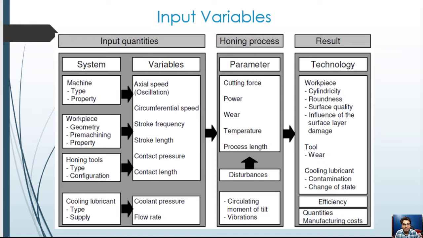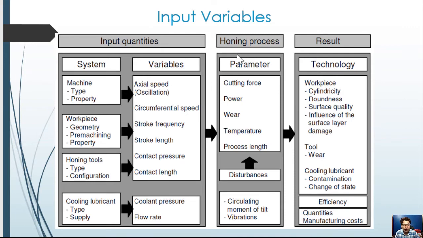Now these are the input variables of the process. The system has some input variables like the machine, its type and property, the workpiece, its geometry and pre-machining that has been done, the property of the material, then honing tools, the type and configuration of the tool, and cooling lubricant: which type, what material, how it is going to chemically react, the contact pressure, and the flow rate of the cooling lubricant. The variables are axial speed, that is the oscillation, circumferential speed, stroke frequency, stroke length, contact pressure, contact length, etc.